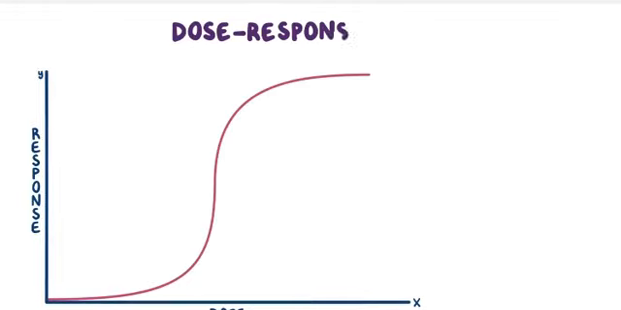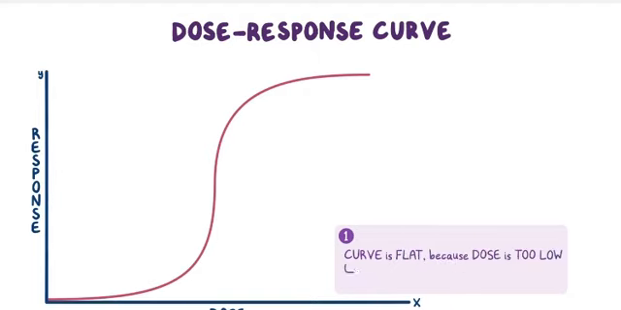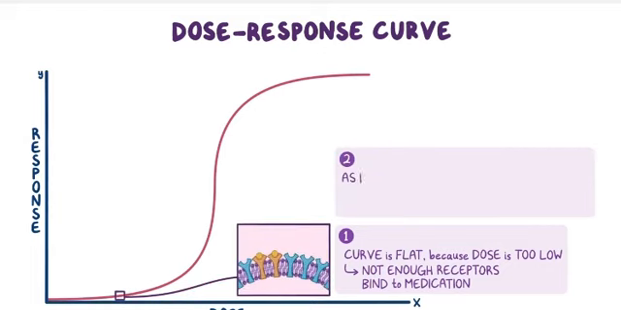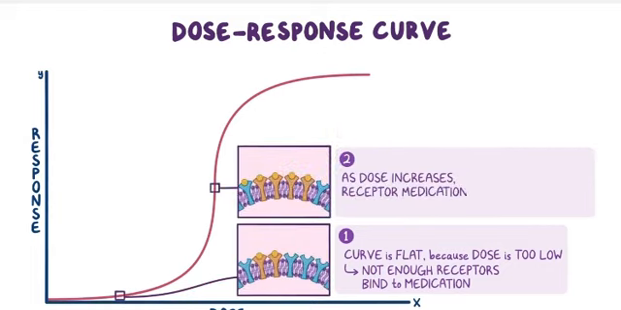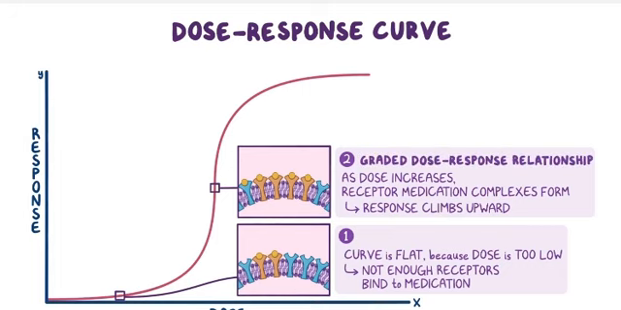Now let's plot all this into a nice graph to show the relationship between the amount of a medication given, also known as dose, on the x-axis, usually on a logarithmic scale, with the response produced on the y-axis. What we get is an S-shaped curve, called dose-response curve. At first, the curve is more or less flat. That's because the dose is too low, so not enough receptors bind to the medication to cause a significant response. As the dose increases, more receptor medication complexes form, so the response to the medication climbs upward. This is described as a graded dose-response relationship.